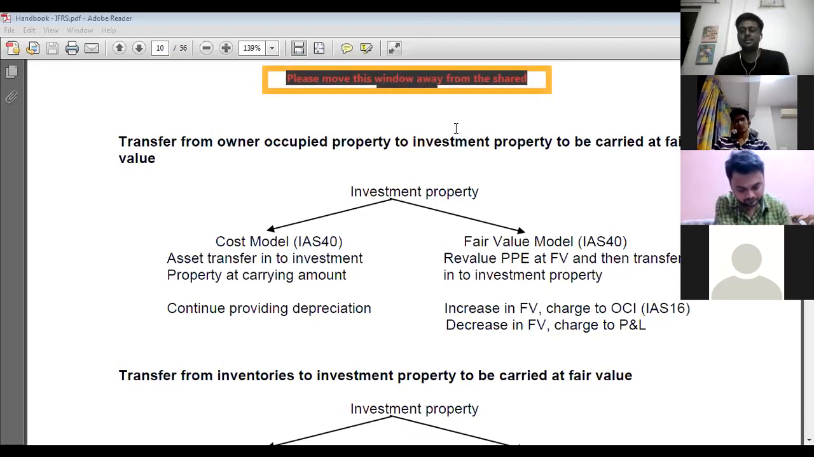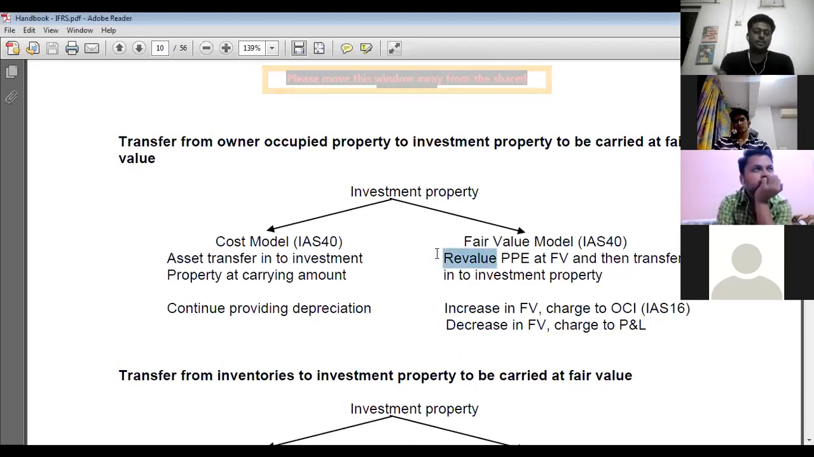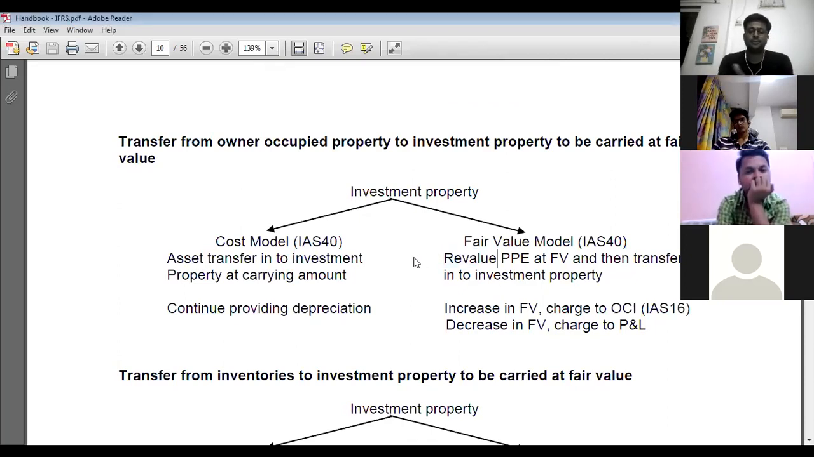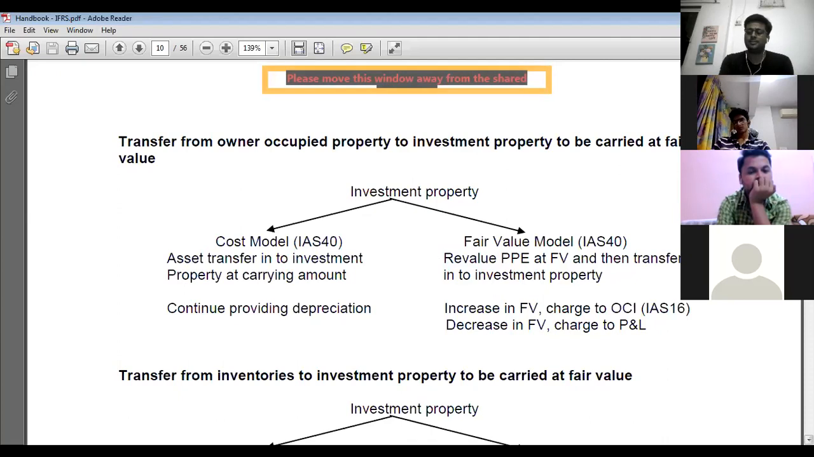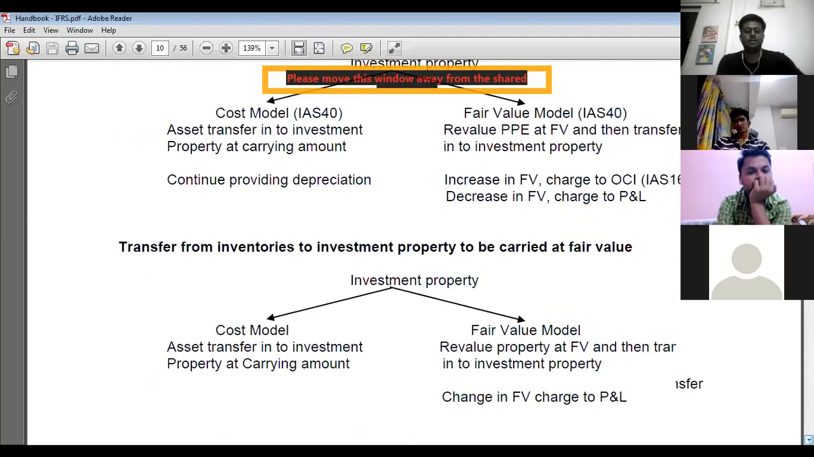And as per IAS 16, an increase in the fair value needs to be accounted as a part of the statement of other comprehensive income. If the value is decreasing, then we will charge it to profit or loss. But after doing this adjustment, the transfer will be done. So this is an important part. Be careful on this part. So this is the transfer from owner-occupied property to investment property. Then after the transfer, the accounting treatment as per IAS 40 will be followed.